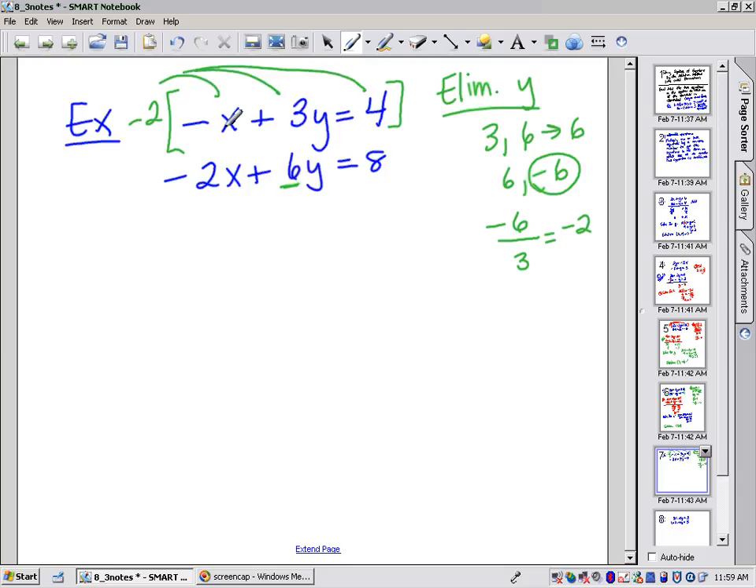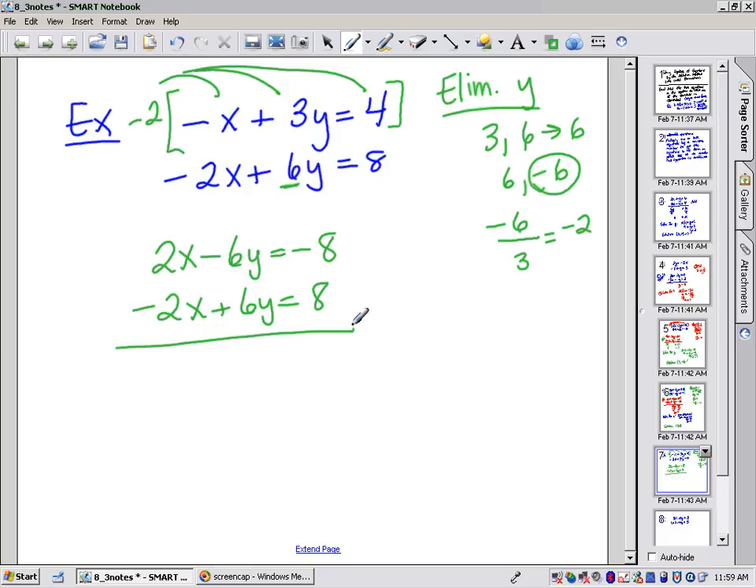And in doing that, I'm going to distribute to all the terms. So negative 2 times negative x is positive 2x. Negative 2 times 3 is negative 6y. And negative 2 times 4 is negative 8. And my second equation remains the same. Now notice something interesting that happens here. My x's are eliminated and my y's. So I get 0 is equal to 0.